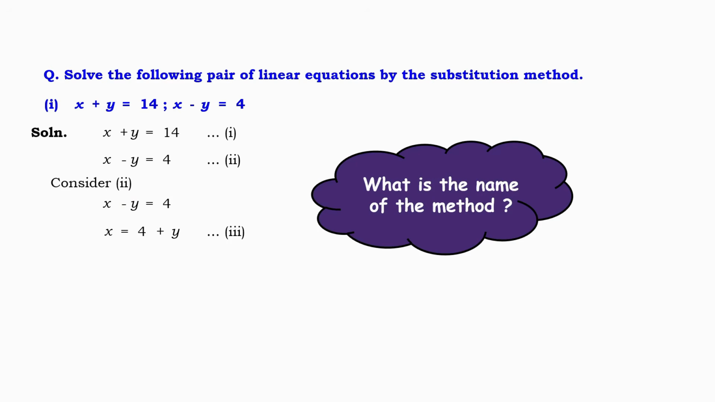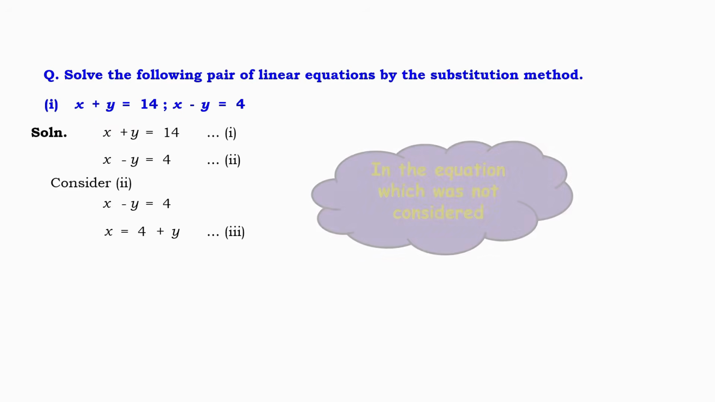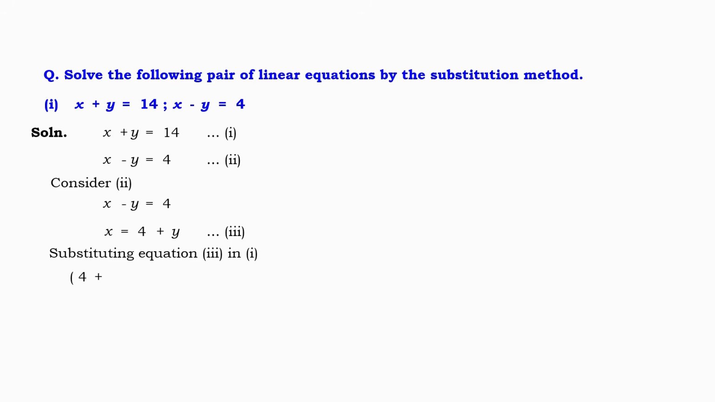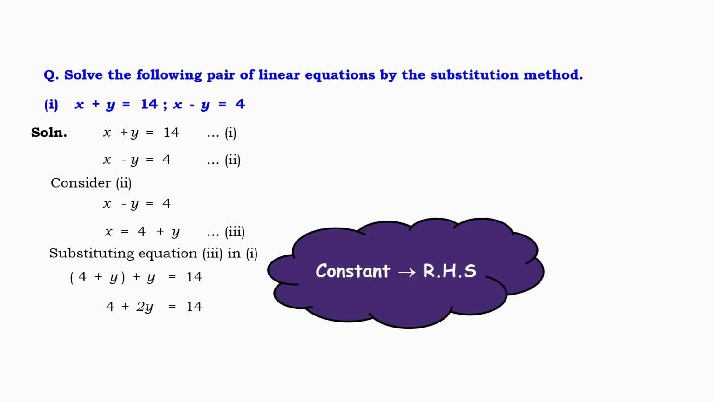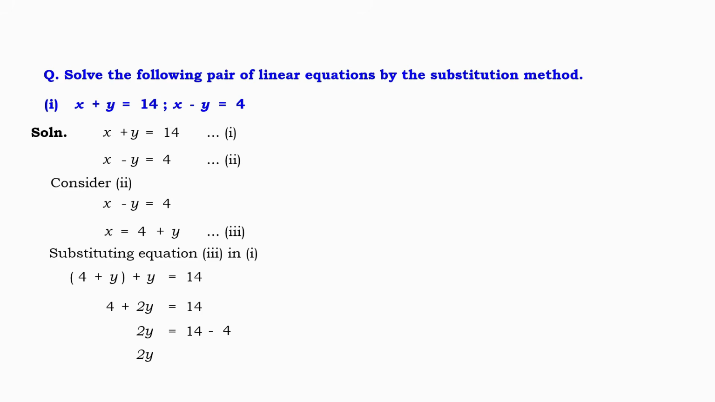Now remember, we are using the substitution method, so we must substitute this value into the other equation. We substitute equation 3 into equation 1. Equation 1 is x plus y equals 14. Replacing x with 4 plus y, we get 4 plus y plus y equals 14. This becomes 4 plus 2y equals 14. Now move 4 to the right side. 2y equals 14 minus 4. 2y equals 10. Dividing both sides by 2, we get y equals 5.